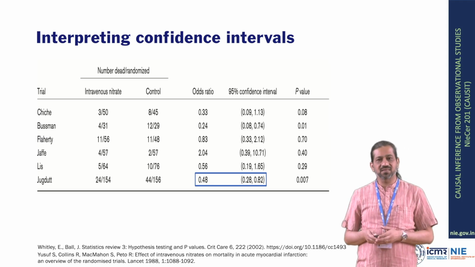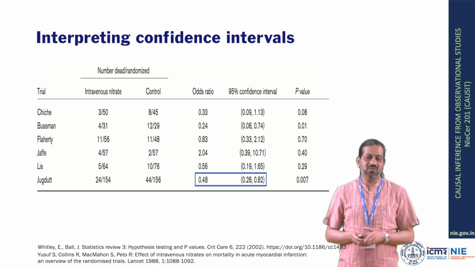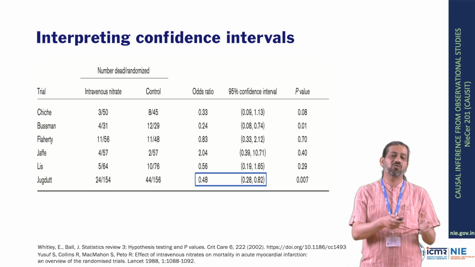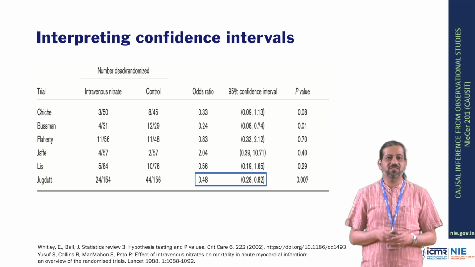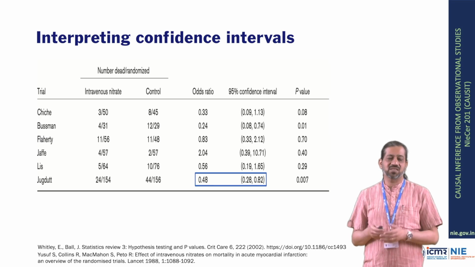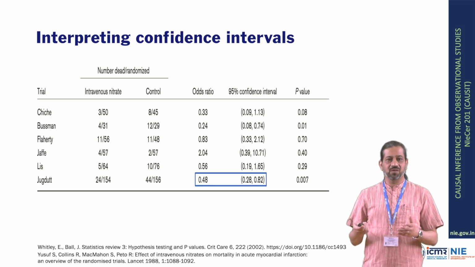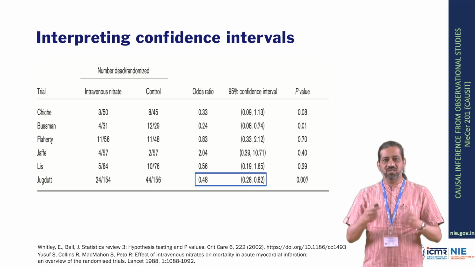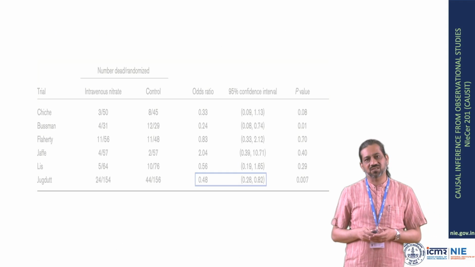Now, why are we seeing this narrower confidence interval? If you look at the sample size, we have 154 patients in the intravenous nitrate arm and 156 patients in the control arm, which is much, much more than the Busman trial, where you had only 31 and 29 respectively.